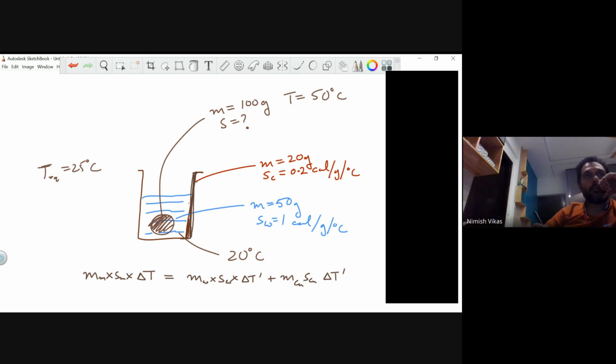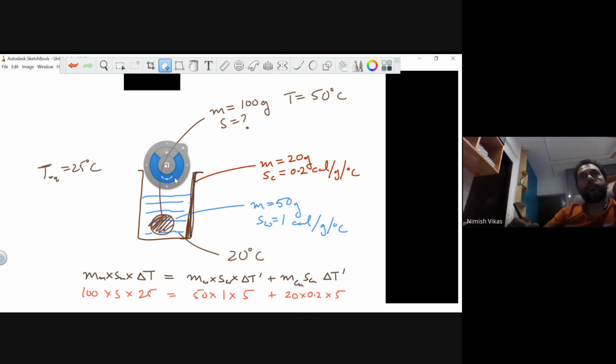So calculation-wise, we'll be writing something like this. 100 into S into, tell me what is this delta T, people? 25. Is equal to M of the water, which is 50, into S of water, which is 1, into what is that delta T? 5. Plus M of the copper, which is 20, S of the copper, which is how much? 0.2, into the same 5. Is that clear?